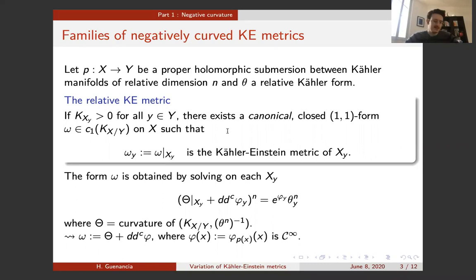Okay, so the details that are here are not so important. The important thing is there exists a canonical object, which is a closed (1,1)-form, and that lives on the total space X, and that restricts to the Kähler-Einstein metric on each fiber. So it is strictly positive in each fiber, but a priori, there's no reason why it should pick up any additional positivity in the base direction, in the direction of Y.